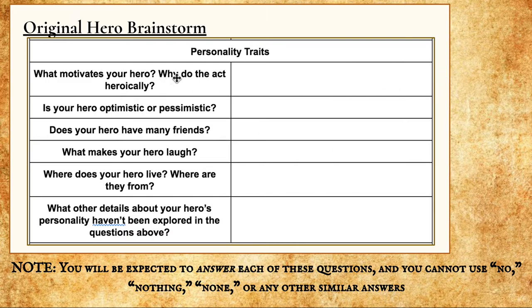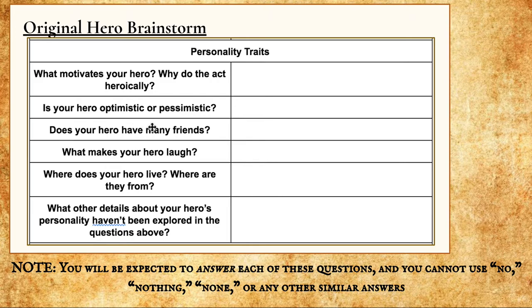So the first thing we're going to say is, what motivates your hero and why do they act heroically? And this could be things like some kind of tragic backstory. Maybe something bad happened to them and they want to make sure that bad thing doesn't happen to other people in the future. Or maybe something is happening to someone they care about and they have to take an action. Is your hero optimistic or pessimistic? Optimistic meaning they look on the bright side of life and everything's going to be okay. And pessimistic means that they are expecting things to go bad and preparing for it.